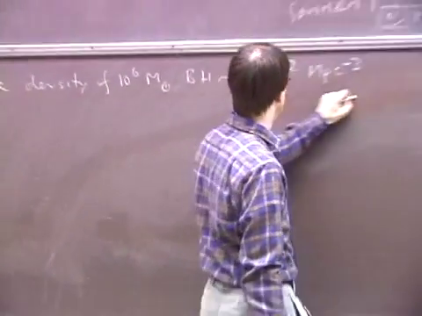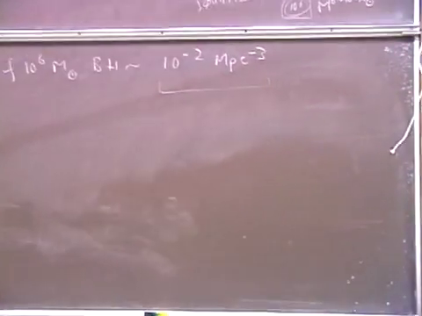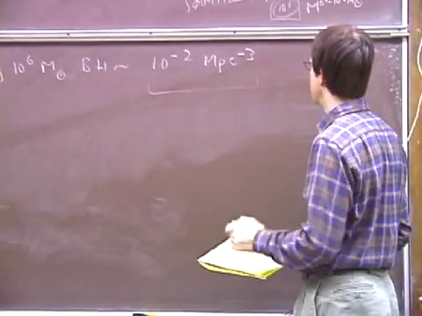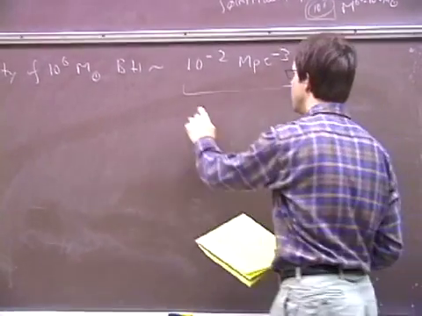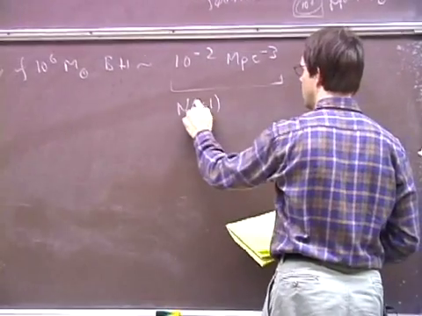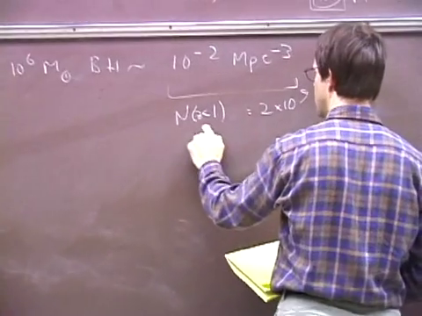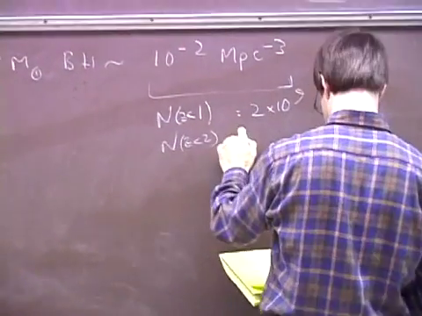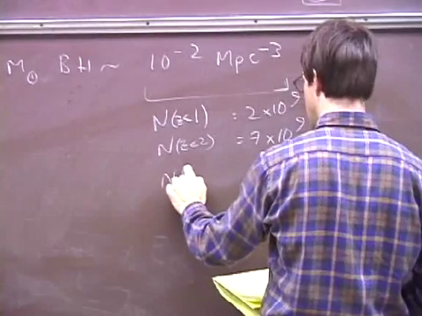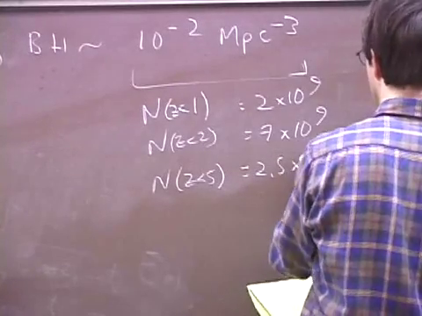Okay, so if you use this expression just for comparison in the volume of the universe less than some given redshift that I gave you in the first lecture, the number of these black holes at redshifts less than 1 is 2 by 10 to the 9. Redshift less than 2 is 7 by 10 to the 9. And redshift less than 5 is 2.5 by 10 to the 10.